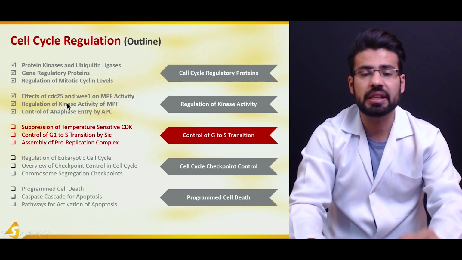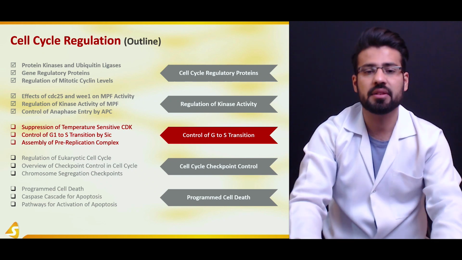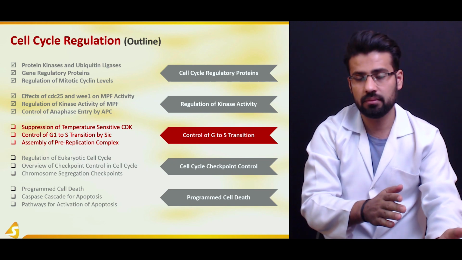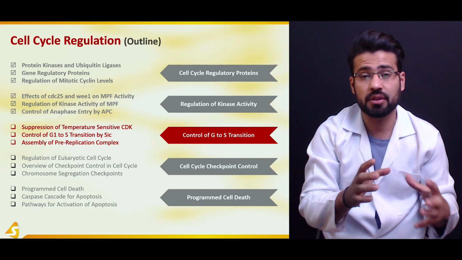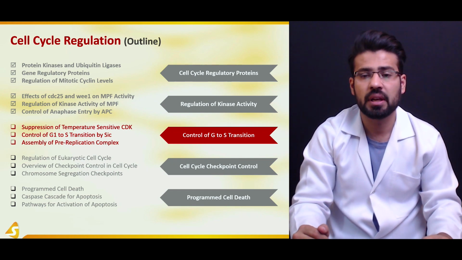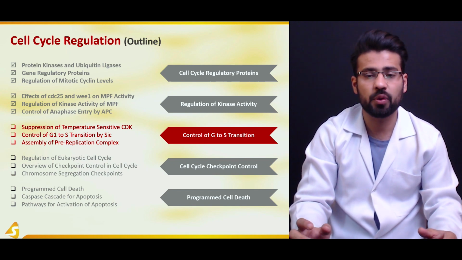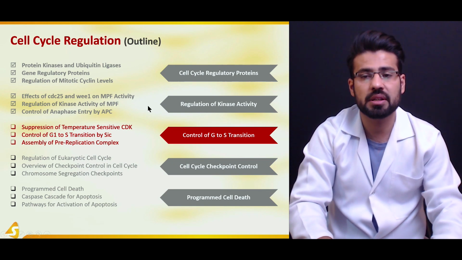So we'll start off with the discussion of the suppression of temperature-sensitive mutant CDKs. This would be followed by the discussion of the control of G1 to S transition by an enzyme, and we have discussed its role in the very first section, the Sic1 protein. This would be followed by the summary of the pre-replication complex, and then we'll move towards the next section. Of course, we'll start off with the suppression of the temperature-sensitive mutant CDK.